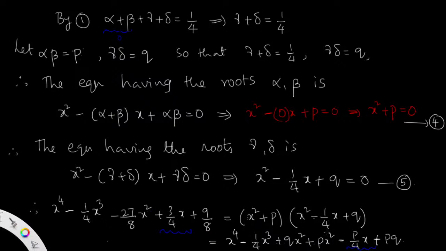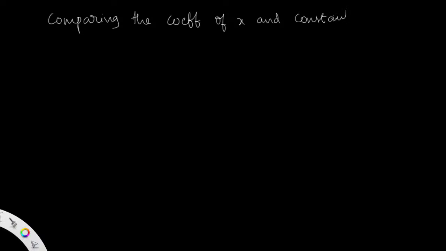So on comparing the x coefficient, minus p by 4 equal to 3 by 4, and then pq equal to 9 by 8, the other value. So comparing the coefficients of x terms and the constant terms.